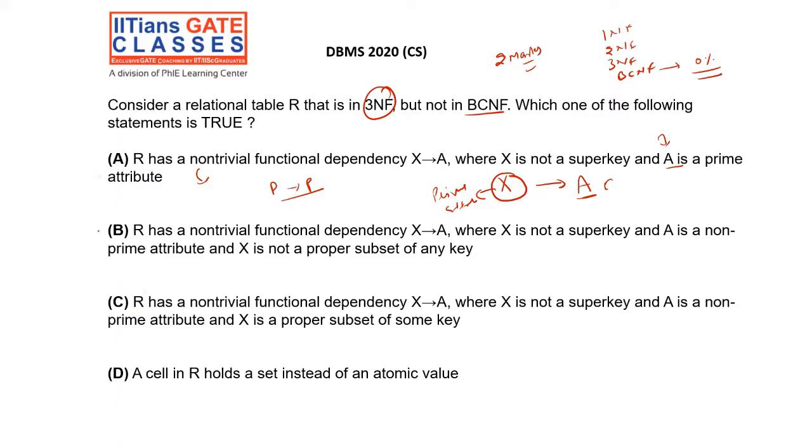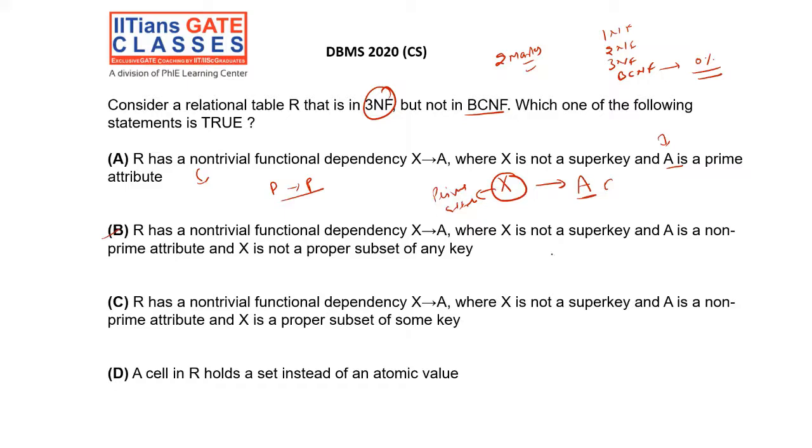Now check first point, check second, B. R has a non-trivial functional dependency X implies A, where X is not a super key and A is a non-prime attribute, and X is not a proper subset of any key, right?